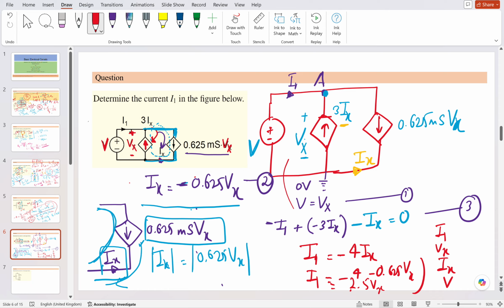So it is coming that I1 is equal to 2.5 times Vx, because there are four variables and there are three equations possible which I can see from here. To solve this, we need a fourth equation for the four variables. Sir, we can say there is parallel, so V is equal to Vx. Yes, V is equal to Vx. We have already taken this, the first equation which we have seen.